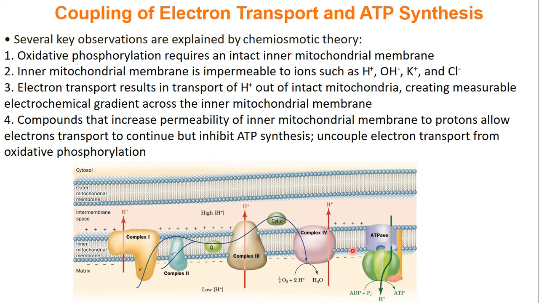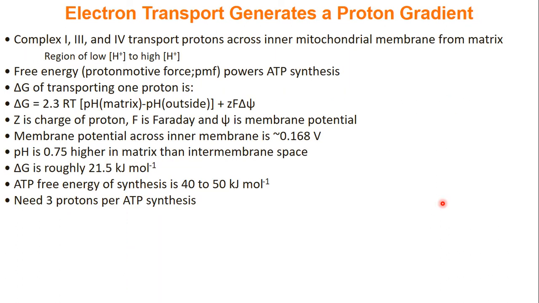Four, if you increase the permeability of the inner mitochondrial membrane and you're letting hydrogens go through naturally, you'll still do oxidative phosphorylation complexes 1 through 4, but you will not make ATP anymore. In effect, you have uncoupled these two processes. Right, so taking it all into consideration, we can look at some of the math of this.